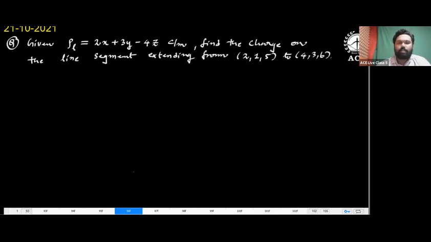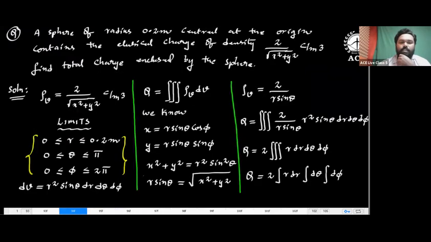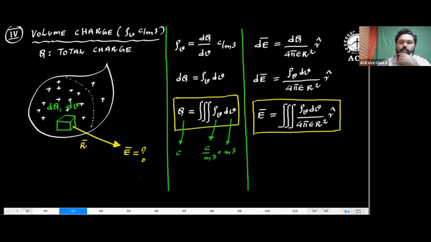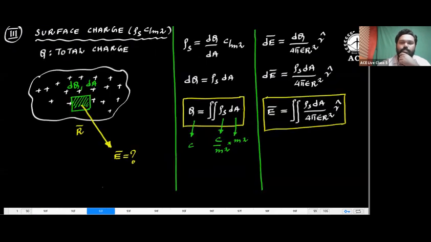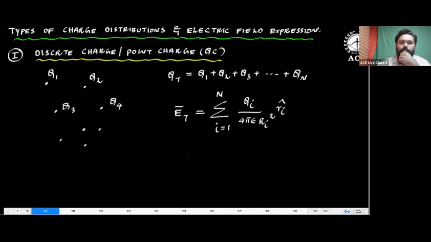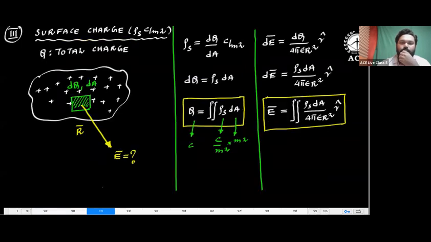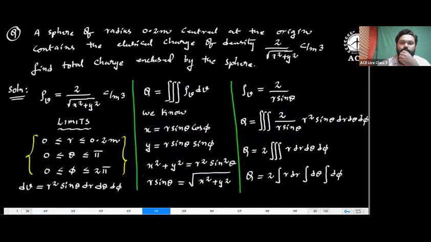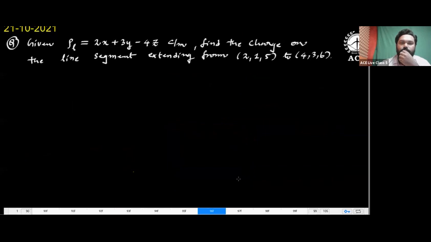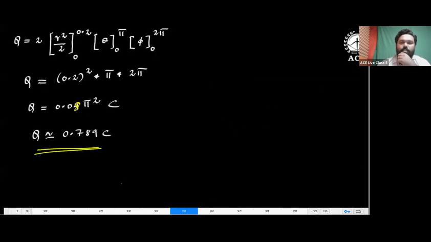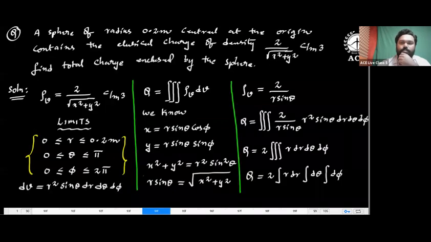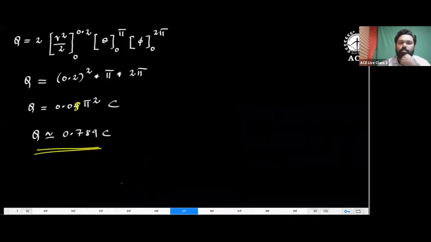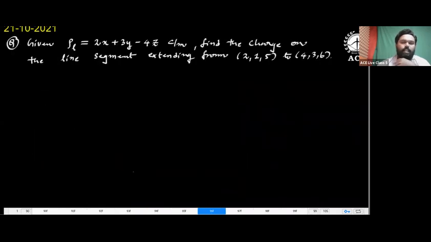In the last session, what have we seen? Different types of charge distributions and the corresponding electric field expressions. For the line charge, a line integral; for the surface charge, a surface integral; for the volume charge, a volume integral needs to be performed. We saw in the last session one question related to the volume charge. Here it is a line charge.